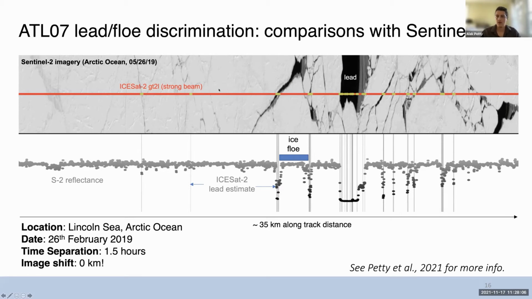So again, this was really cool to see, because not only does it give us confidence in our ability to pick out the leads, but it means we can start doing more novel things like estimate lead fraction, lead length, chord length, which is essentially the transect across the flow, which again is a very new and exciting avenue for sea ice research.